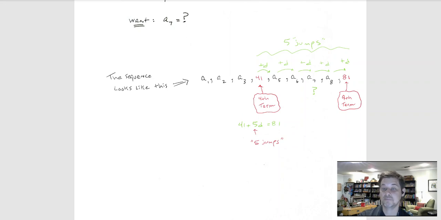All right, so let's solve that at this point. If I want to solve for d, that's the unknown in this equation, I'd subtract 41 from the other side. I get 40, and then I get 5d is 40. If I divide both sides by 5, I get d is equal to 8. So that's how you make your jumps. It's by 8.